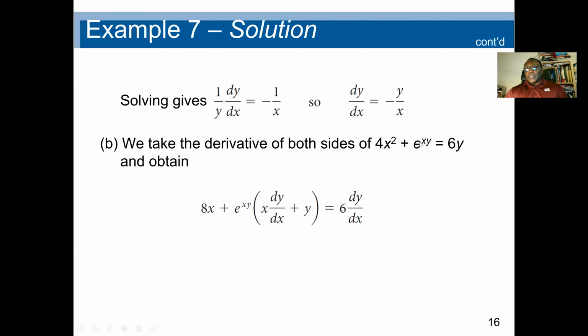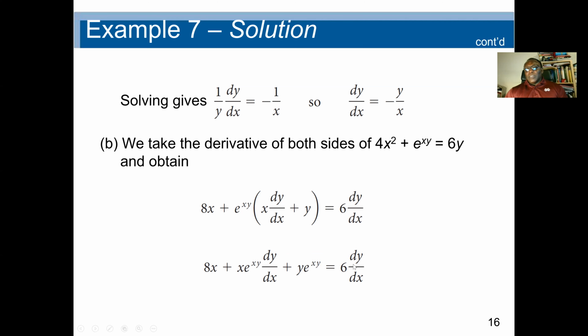So we get the derivative of x will give me 1 times y plus the derivative of y will give me 1 dy dx, so times x. So we get x dy dx plus y. Then the derivative of 6y will give me 6 dy dx. So we do our transformation. First, we remove the parentheses. Then we just do transformation.